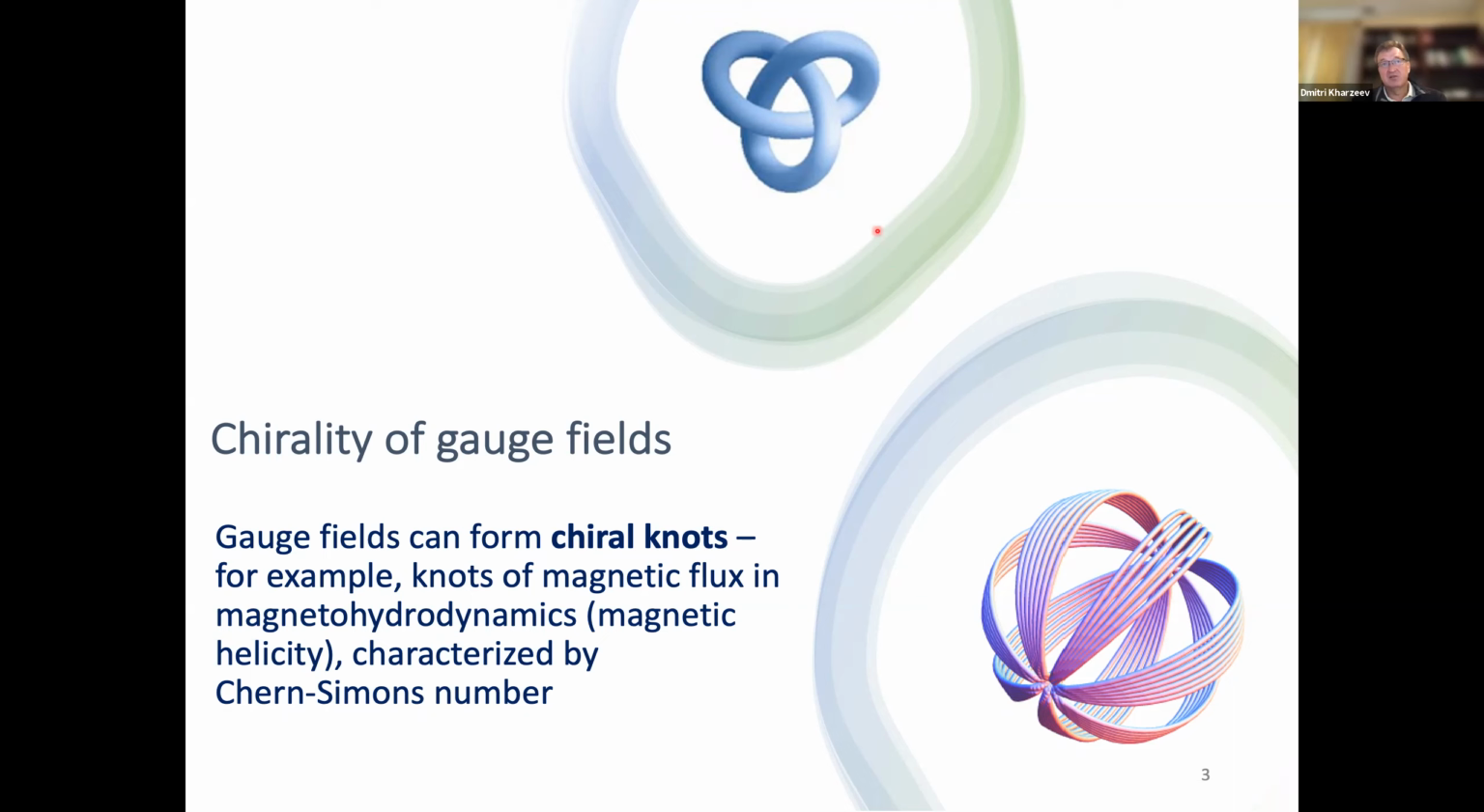So now we can introduce a topological invariant to detect chirality of this magnetic flux configuration. It is a spatial integral of A dot B, which of course is the abelian Chern-Simons number, but it actually was known in magnetohydrodynamics long before under the name of magnetic helicity, and it really detects chirality of a chiral knot. So, for example, for right-handed trefoil, it's +1; left-handed trefoil, it's -1, and so on.